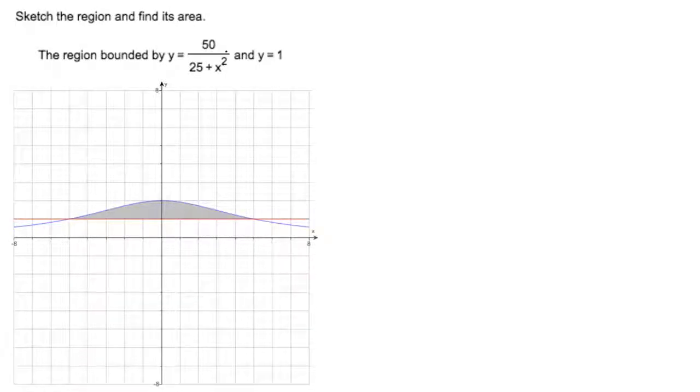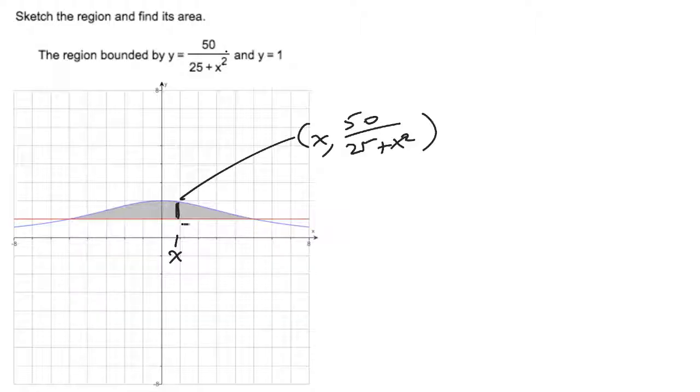Okay, this is question number 4 from the section 6.2 online homework. We're trying to find the area between two curves. It's a pretty simple case for setting up the integral because if we use a vertical slice, so we have a value x where we're going to draw a slice, then the top coordinates of that slice are just x comma the equation of the top curve, and the bottom is x comma 1.